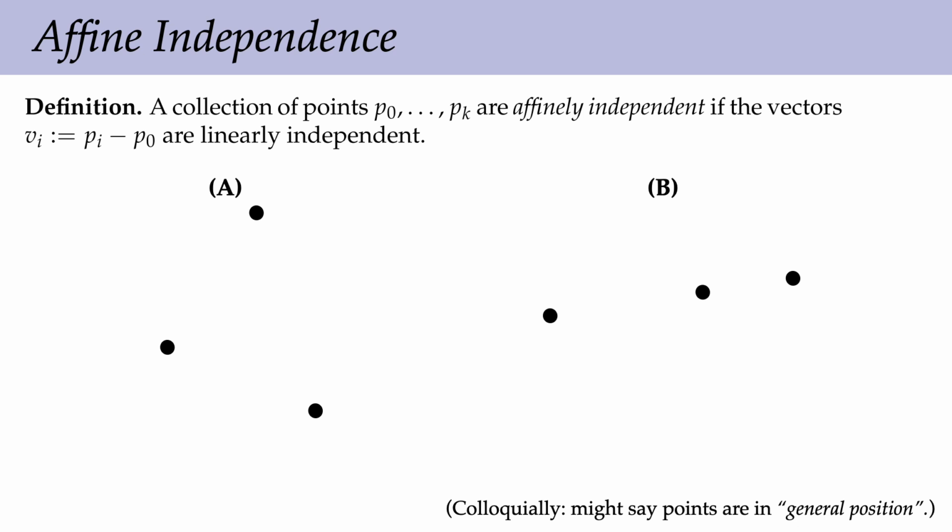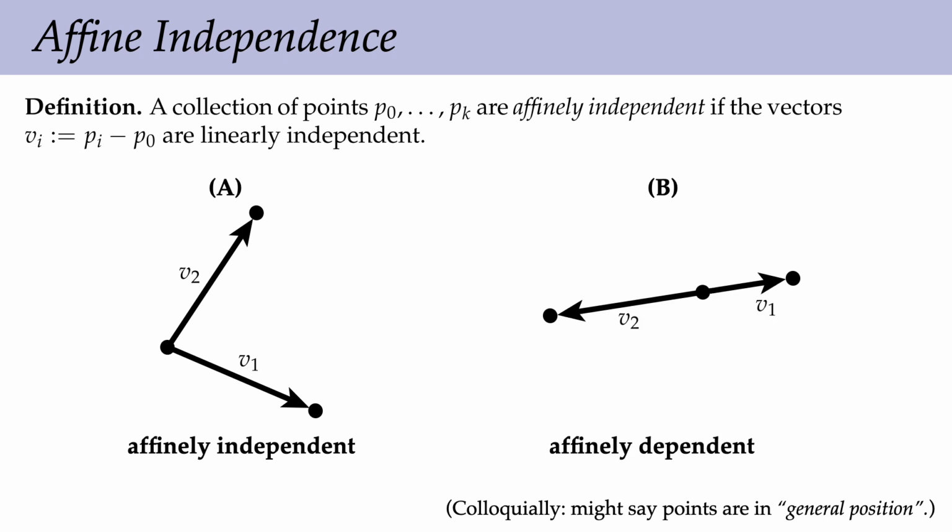So maybe the best thing to do would be to just draw in these vectors vi. If we draw those vectors in on the left, we get these two vectors v1 and v2. Pretty clearly those vectors are linearly independent. Therefore, the 3 points are affinely independent. Likewise, if we draw the vectors in on the right, we see those look linearly dependent. I can get v2 by just scaling v1. So that means these 3 points on the right are not affinely independent.